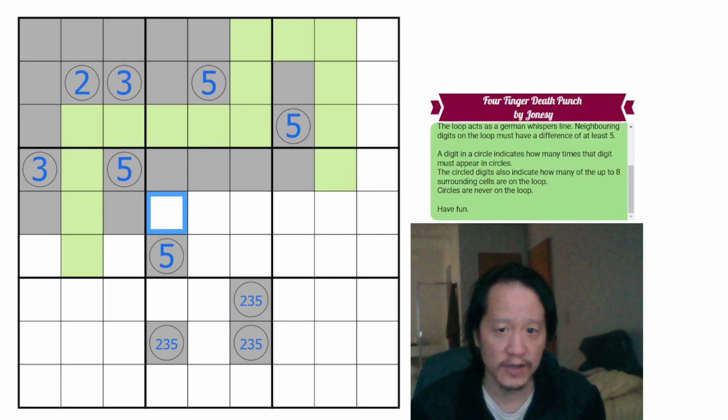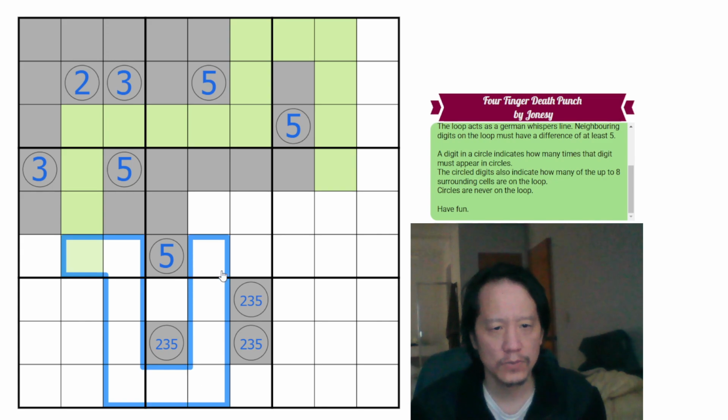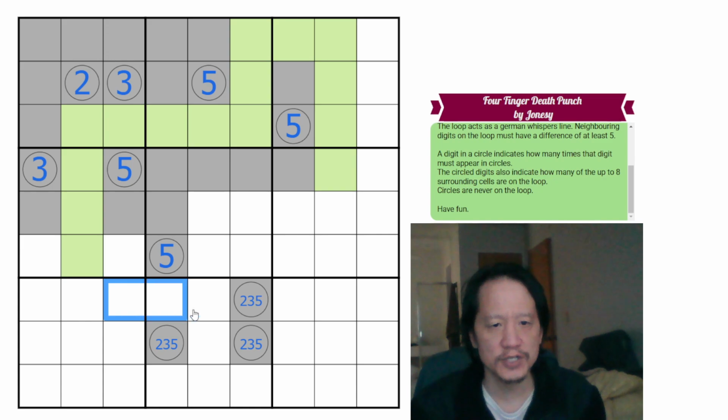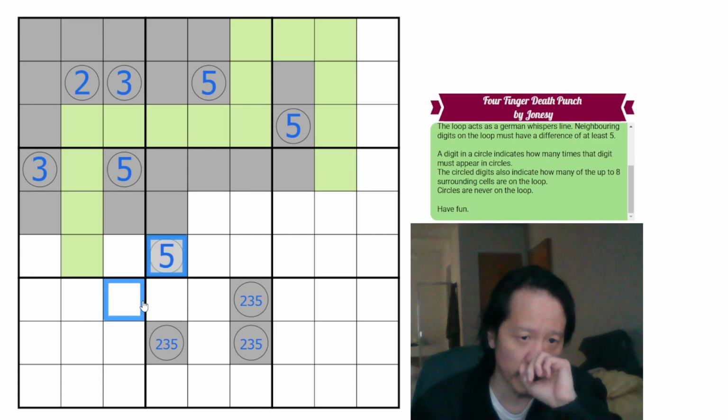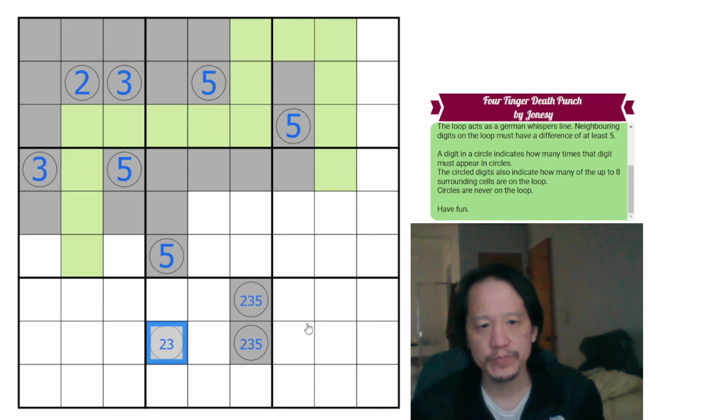This cannot be on the loop because it can't touch it. If it goes this way, one of these has to be 5. So say it went here. One thing it cannot do. Okay, so say it avoided this one. So we have 5 here. Possible.